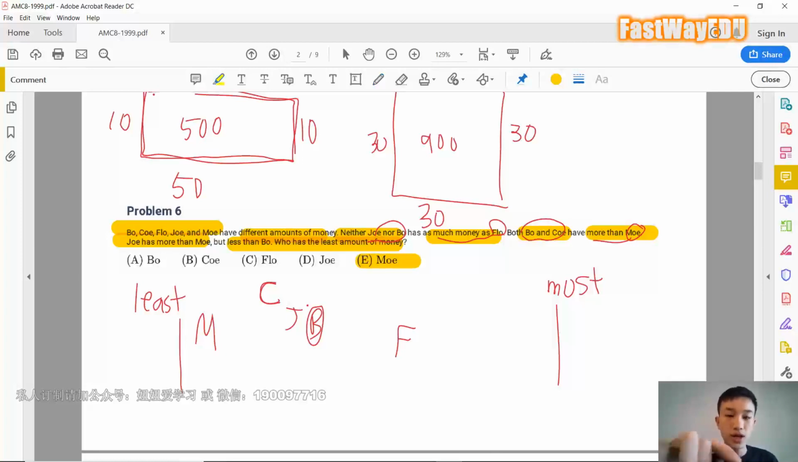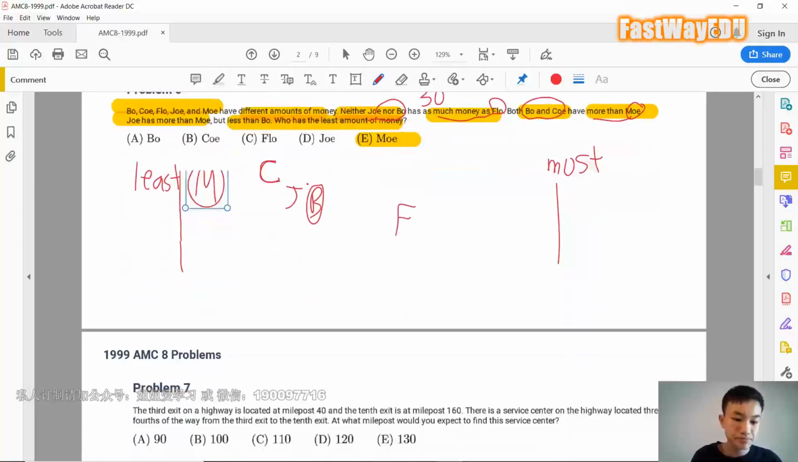And that's how I would think about this during a test. You could just draw these letters, and if you come to information that you haven't used, you add that in, and you just start rearranging the letters, and you could just look at the least here, which is clearly M, which is Mo.